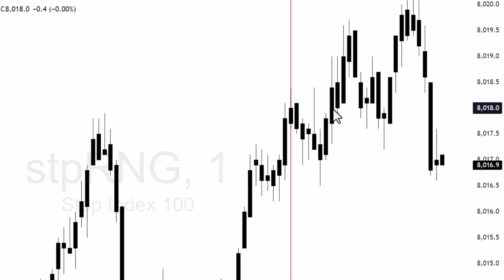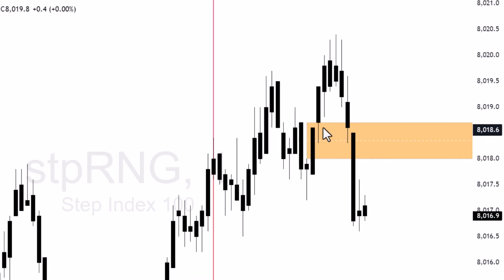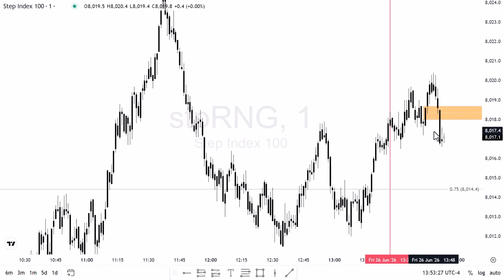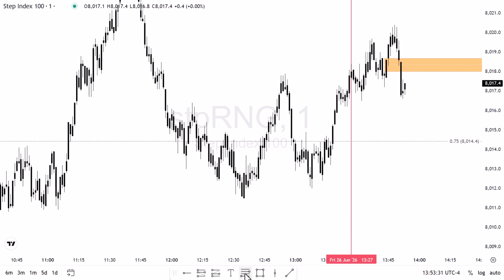We don't have an inefficiency with this particular run to the upside, right? We have a volume imbalance in here, but that's not our fair value gap. Our fair value gap forms right here. And as you can see, we just went below that particular inefficiency rather quickly. So we just created a market structure shift. So what would we be waiting for?